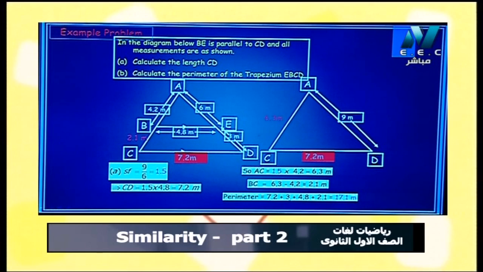To find the perimeter of the trapezium EBCD, we have to find the sum of the lengths of the sides. So we have 7.2 plus 3 plus 4.8 plus 2.1. So the sum equals 17.1 meters. Okay, we have BEDC is the trapezium.